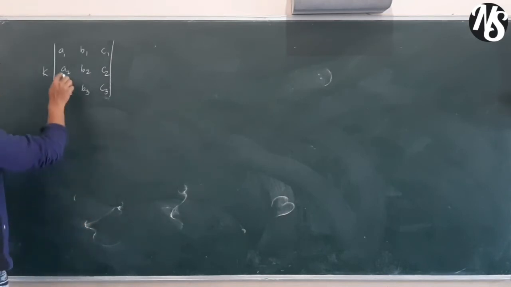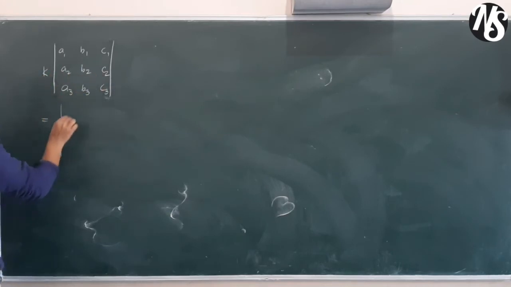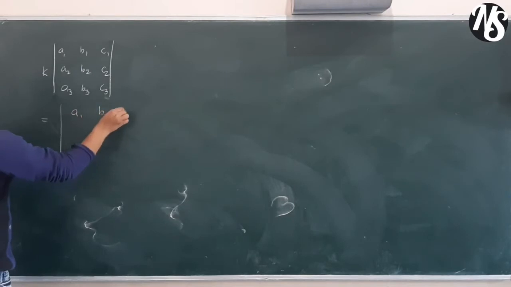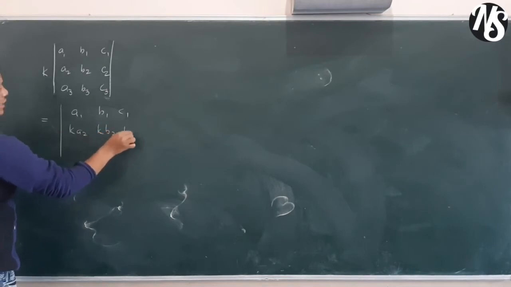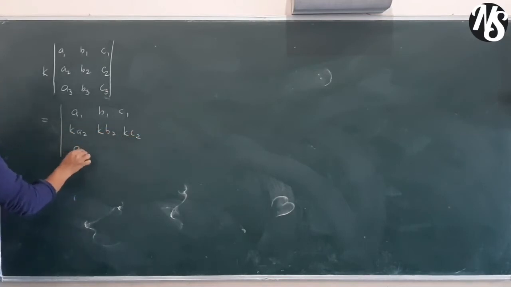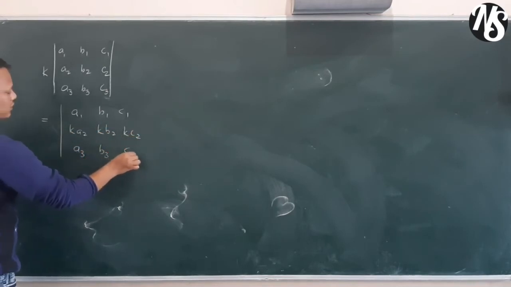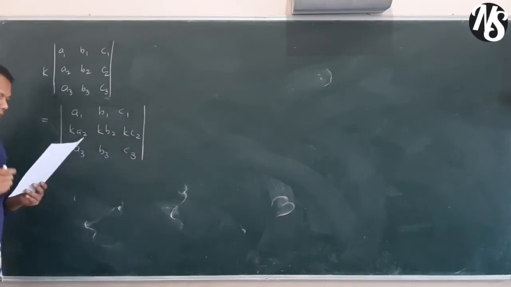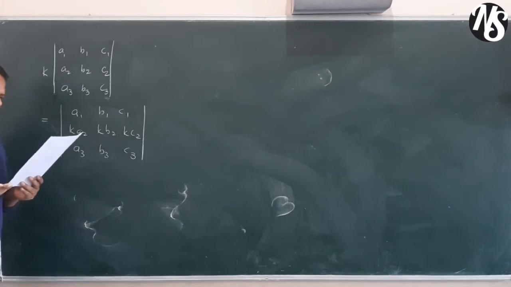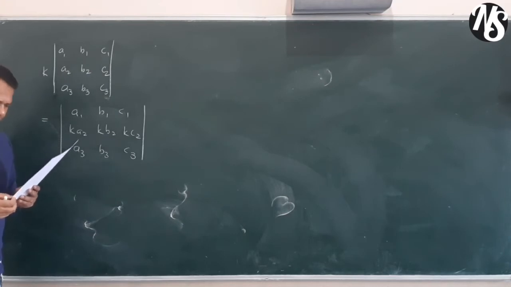That means if I choose this row, then I can multiply this k to only this one. So in that case, this becomes a1, b1, c1. If I multiply this entire thing, this becomes k a2, k b2, k c2, and the last one will remain as it is. So that's the meaning of property number D. And property E also means the same.